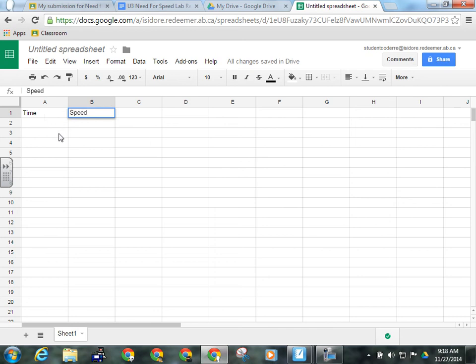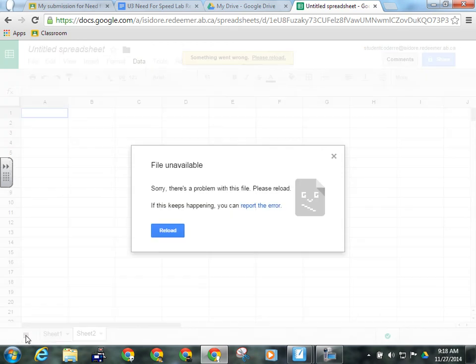Now remember, you can add a new sheet each time you want to make a new graph by pressing this little plus button at the bottom, because you're going to need a new sheet for each car so that it keeps the graphs separate. Everyone follow me on that? So if I'm graphing the Ferrari first, I'd put in the Ferrari's time data, the Ferrari's speed data, and then I'd add another sheet.